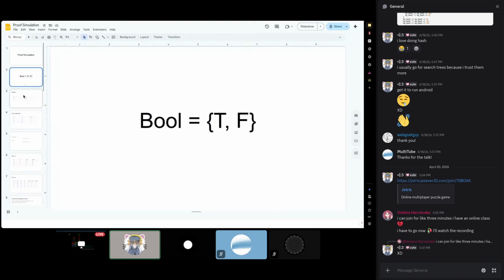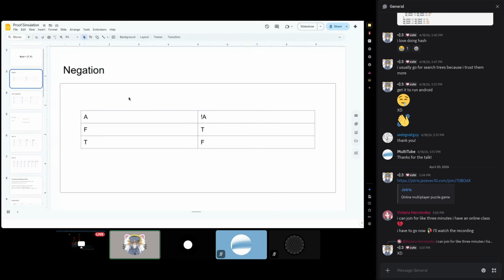What can we do with booleans? We can define functions on them. An example of a Boolean function is the negation function that takes one Boolean argument and then returns the opposite of what it got. So not false is true and not true is false and so on. So here's a pretty good example of a Boolean function.